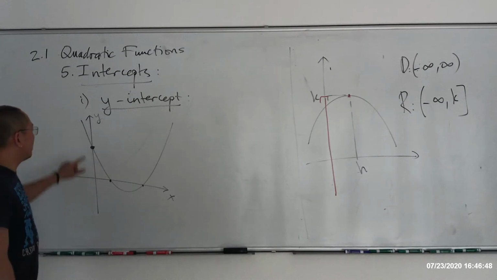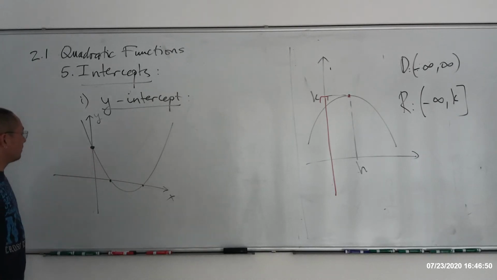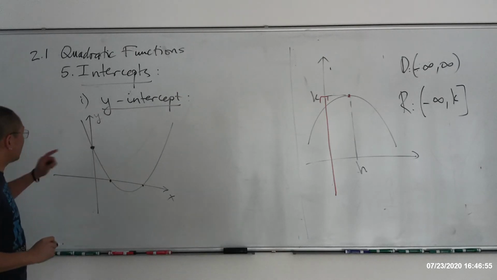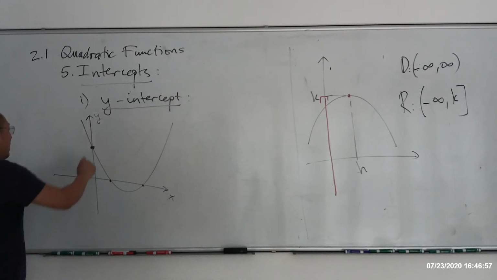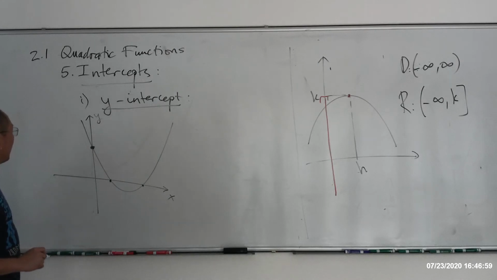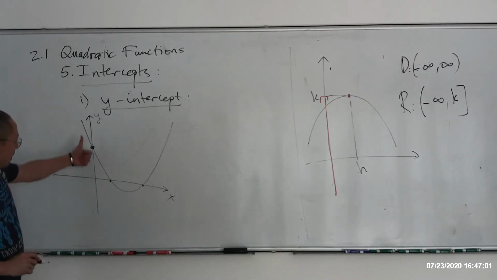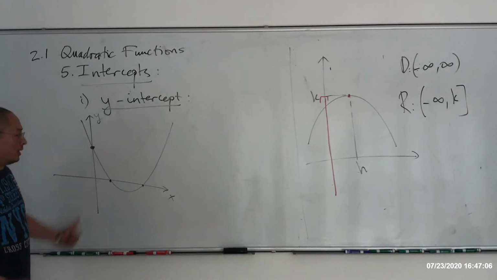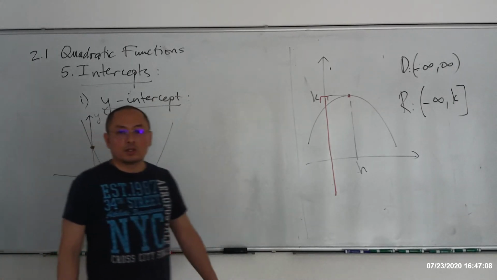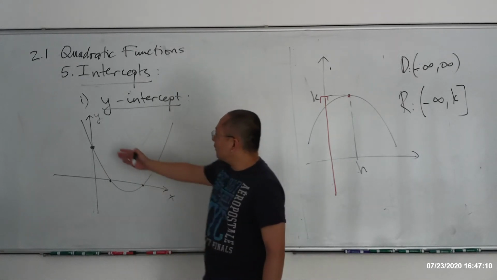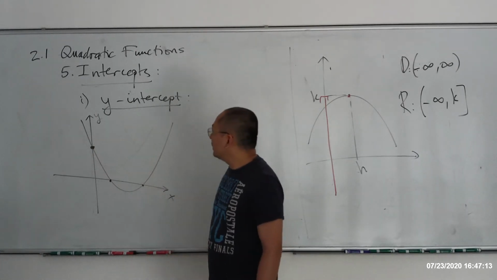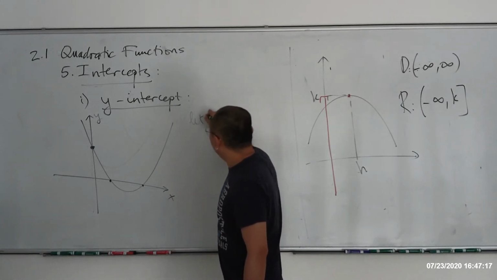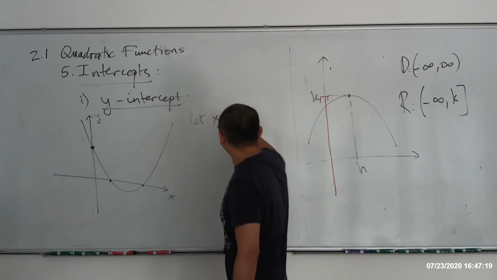Let's start with the y-intercept. How do you find that point right here, the y-intercept? You see that every y-intercept is going to have one thing in common. Every single point on the y-axis is going to have the x-coordinate equal to 0. So that gives us a hint. If you want to find the y-intercept, all you have to do is plug in x equal to 0. Okay, so let x equal 0, then solve for y.